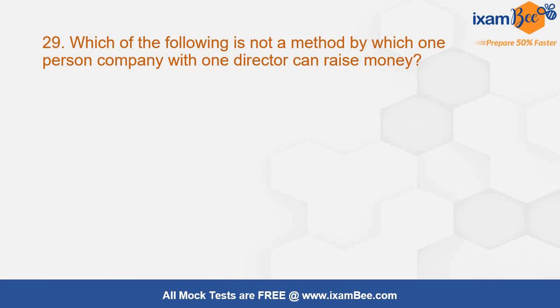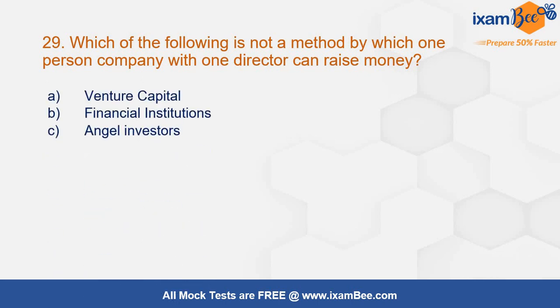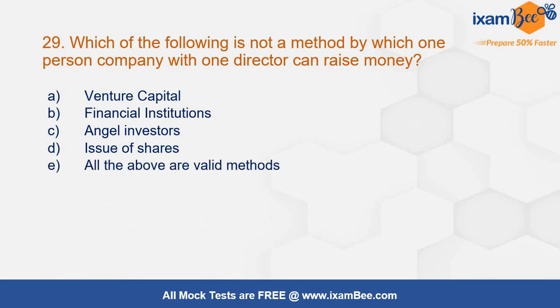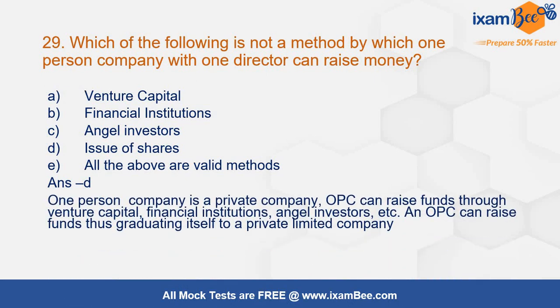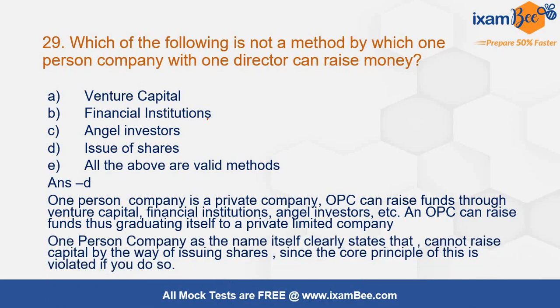Which of the following is not a method by which one person company with one director can raise money? Venture capital, financial institutions, angel investors, issue of shares. Now, which is not a method by which one person company with one director can raise money? Answer is D, issue of shares. So issue of shares cannot be used for raising money. That is not possible because it is a one person company, OPC. It can raise funds through all the other modes: venture capital, financial institutions, angel investors, etc. And issuing of shares is not possible because the core principle would be violated if shares are issued.